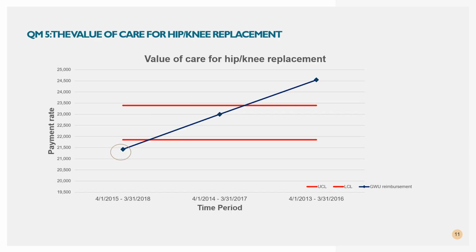For this chart, I wanted to look at the reimbursement rate for certain procedures based on the value of care. For the hip and knee replacement, George Washington University's reimbursement rate dropped during the time period between 4/12/2015 to March 31, 2018. It dropped to approximately $21,000.